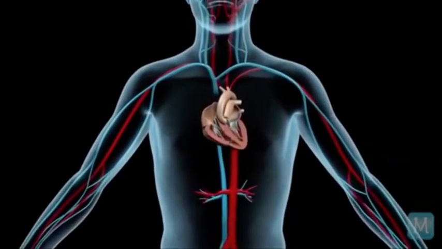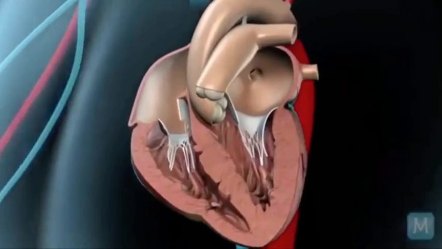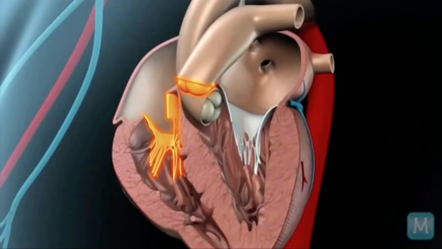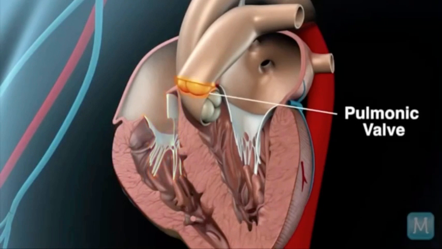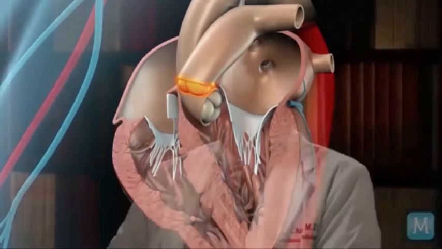There are four valves inside the heart. There are two valves on the right side of the heart, two valves on the left side of the heart. The two valves on the right side of the heart, called the tricuspid valve and the pulmonic valve, are not usually involved in adult heart disease. Sometimes there are diseases that some babies have related to the valves on the right side of the heart, but generally adults do not have problems with the tricuspid or pulmonic valves.